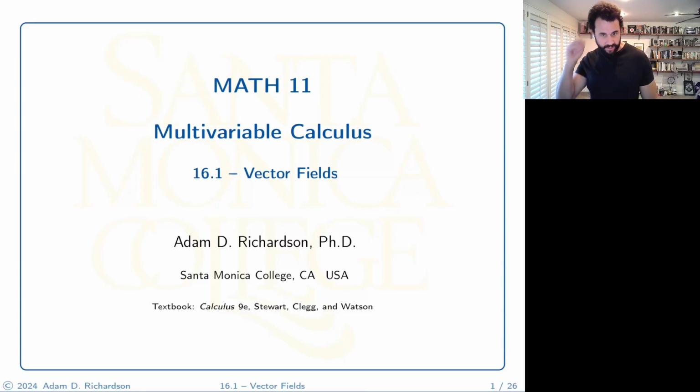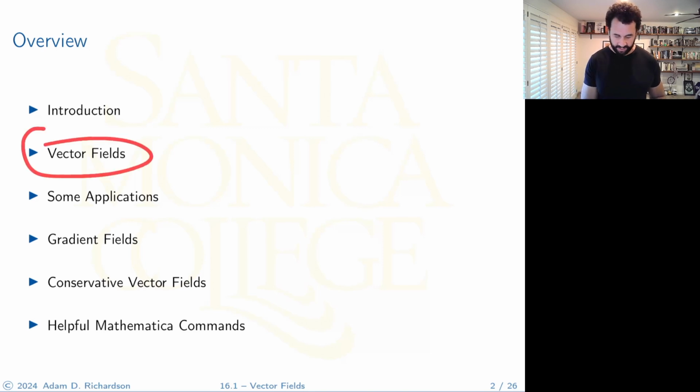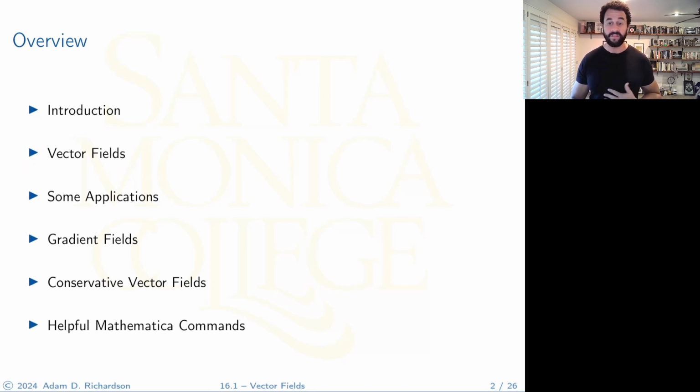All right. Okay, so the first section of this chapter is really just about vector fields. So we're kind of setting the stage for the objects that we're going to be working with for the rest of the chapter. Here's the overview. We'll just do a quick introduction, just motivation for the chapter kind of thing. Then we will talk about vector fields, define them, see some examples. We will cover a couple basic applications, some that you might have actually heard about before.